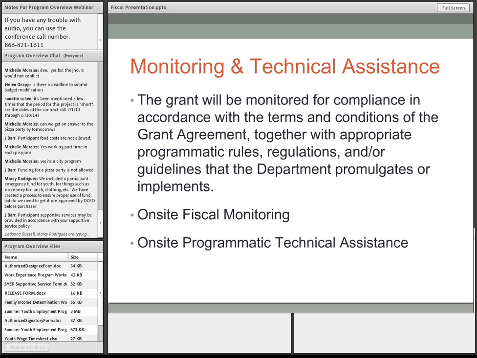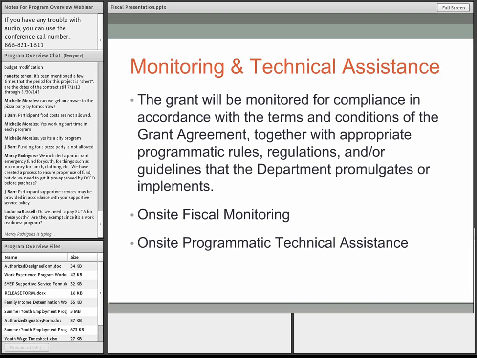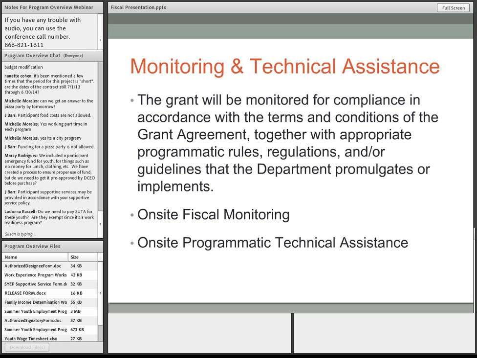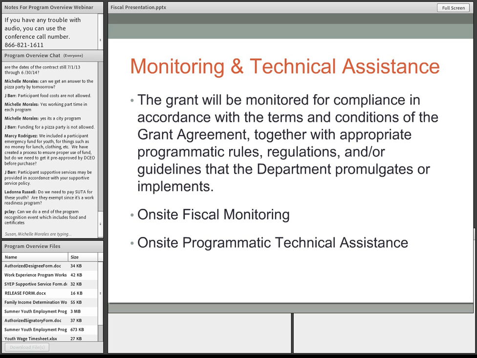We included a participant emergency fund for youth for things such as no money for lunch, clothing, etc. We have created a process to ensure proper use of the fund, but do we need to get it pre-approved by DCEO before purchase? That would be a supportive services question, wouldn't it? And I think John actually answered it right below that. Okay. And do we need to pay SUDA for these youth? Are they exempt since it's a work readiness program? I thought SUDA was required.